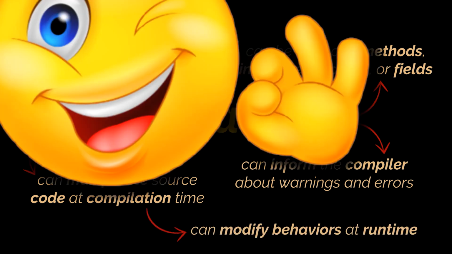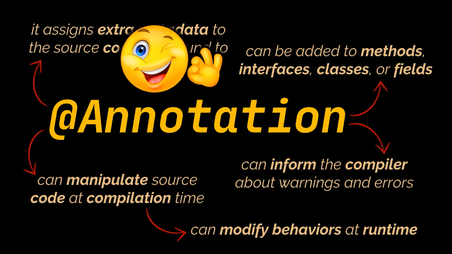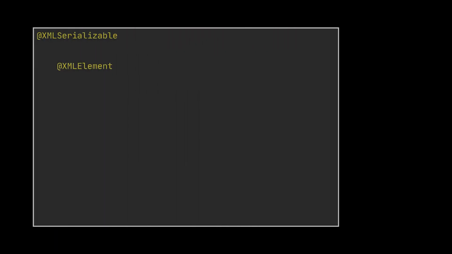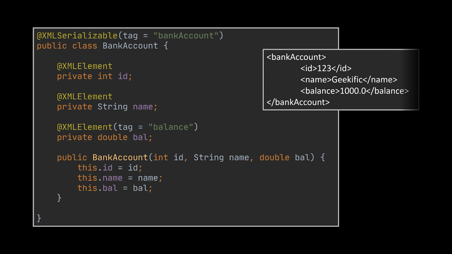In today's video, we're going to create our own custom annotations and then try to make use of them with the help of Java's Reflection API. So the goal here is to create two custom annotations that will help us serialize an object into an XML string. What you see is the end result we are trying to achieve.